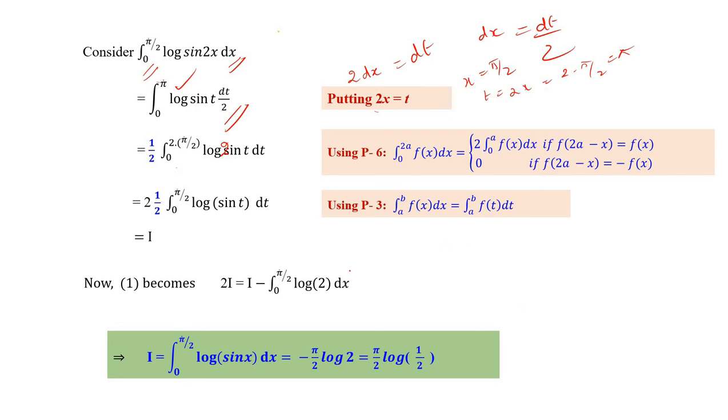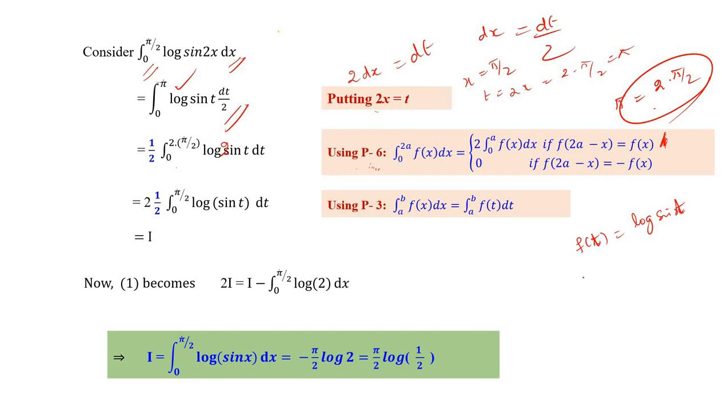Now we are going to rewrite this pi. See, we have this pi, that is rewritten as 2 into pi by 2. Right. Now we have integral 0 to 2a, some function. Now we go to property 6. What does it say? When we have f of 2a minus x equals f of x. So in this case, our function f of x is log sine x, or rather, if we apply it for t, f of t is log sine t.